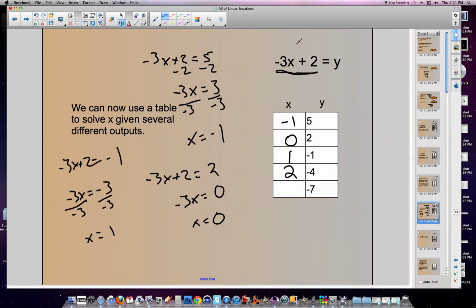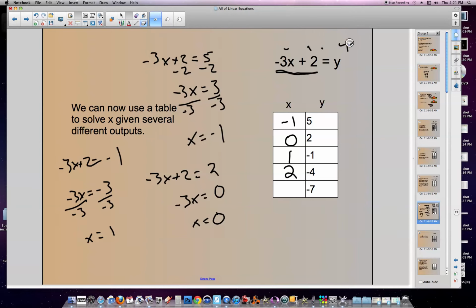But we've got to try it. What's negative 3 times 2? Well, let's see. Negative 3 times 2, that's going to be 6. I'm sorry, negative 6. Negative 3 times 2 is negative 6. Plus 2, negative 6 plus 2 is negative 4. Is that what we were trying to solve for? Yeah, okay. And then I can do the same thing.